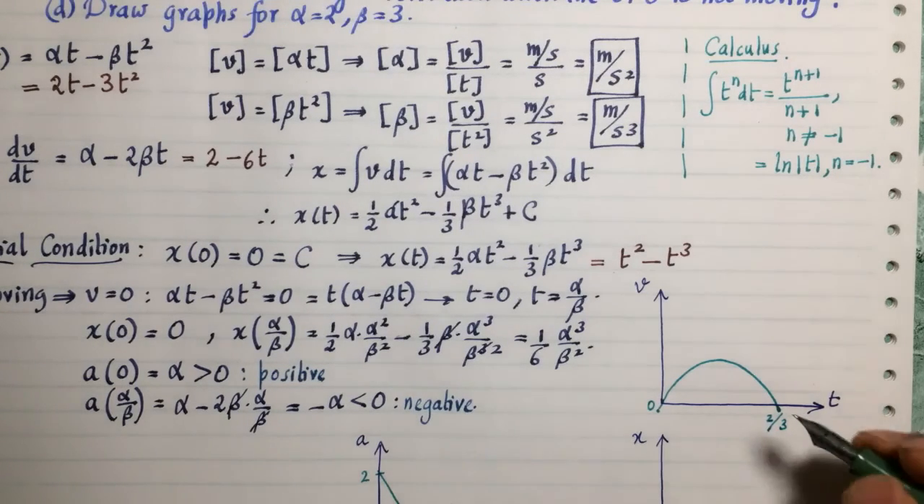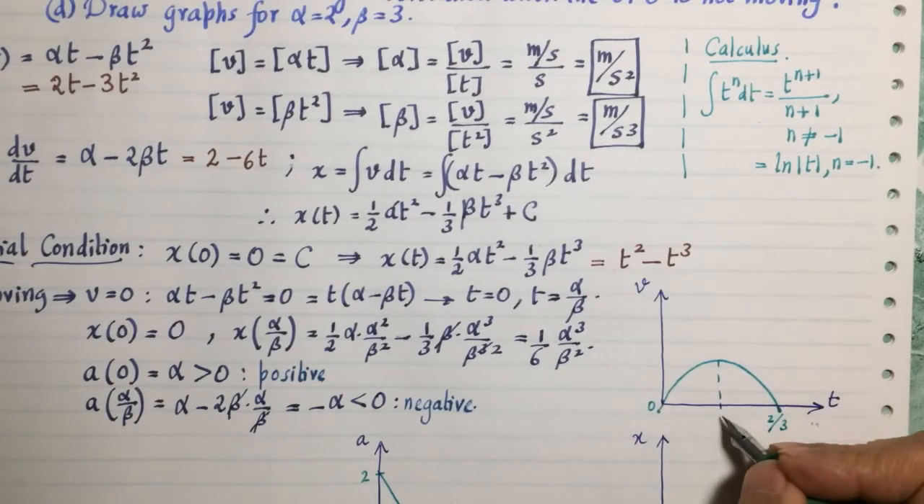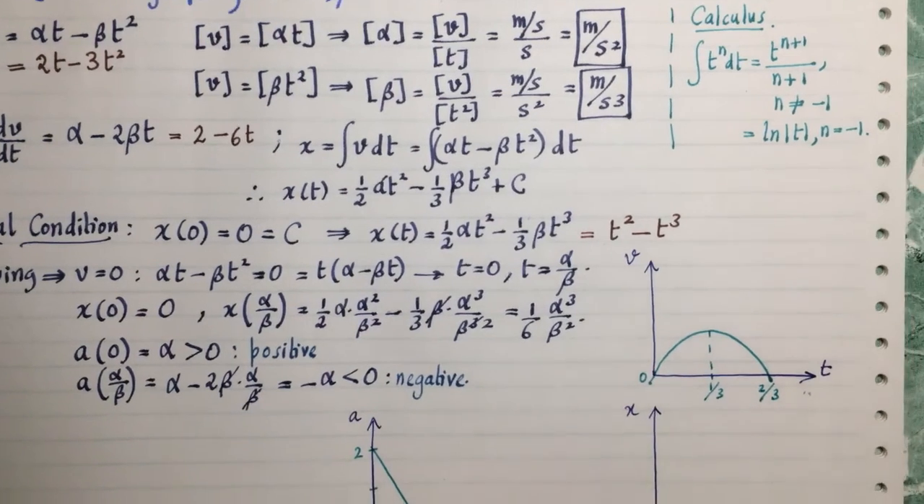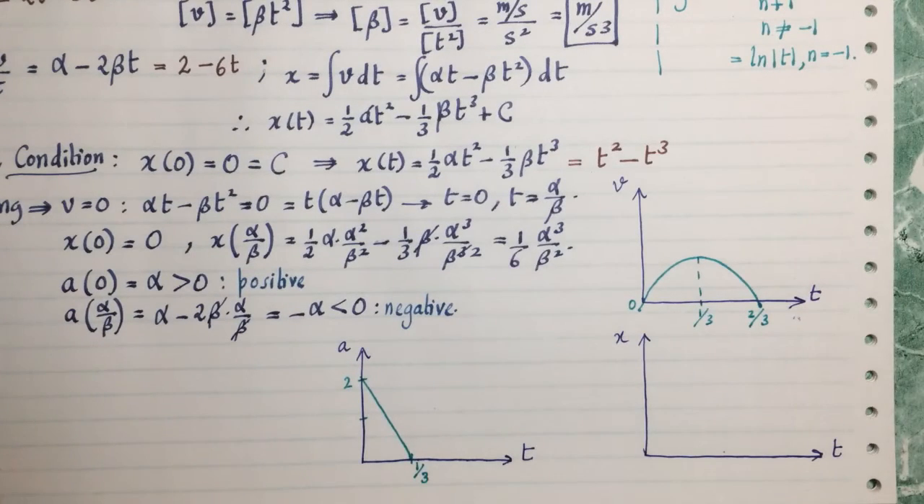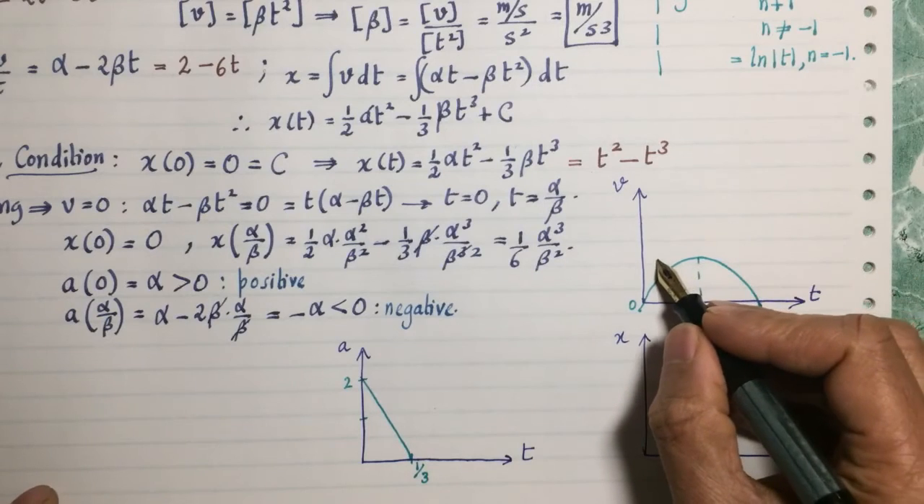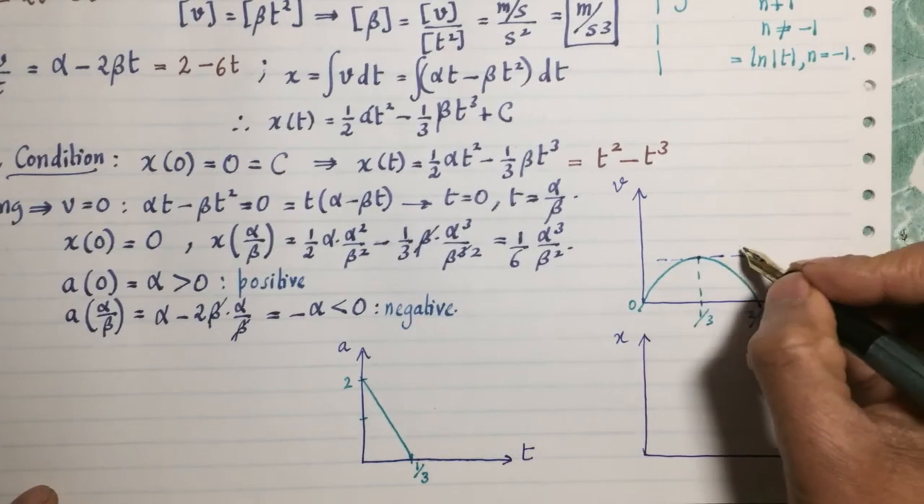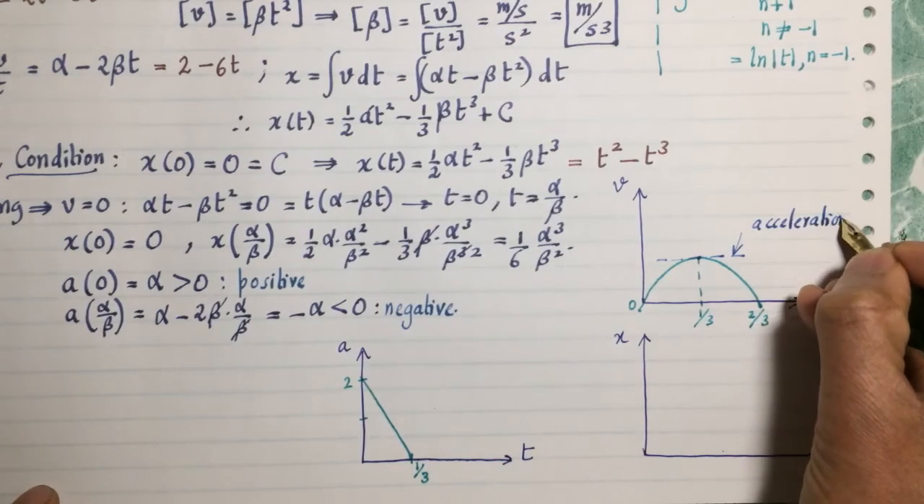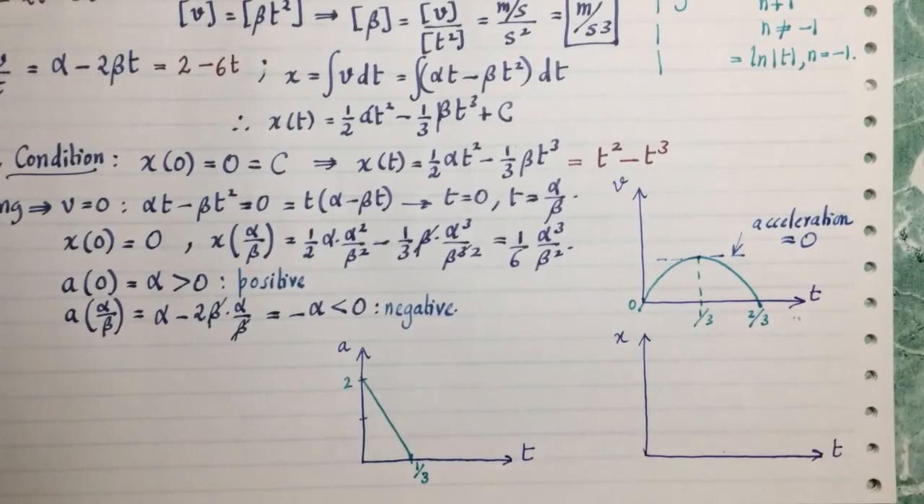Now what's interesting is that the middle value is 1/3, because 1/3 is exactly halfway between 0 and 2/3. Well, 1/3 is where the acceleration is 0. But acceleration is the slope of the graph of velocity versus time. So this tells us that the acceleration is 0 precisely when the slope of the velocity versus time graph is 0. So you can see all these interesting relationships through these graphs.